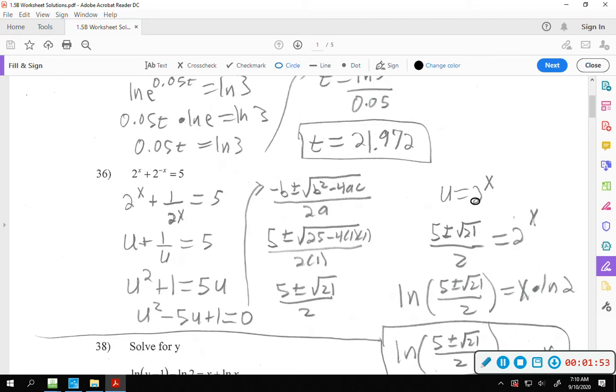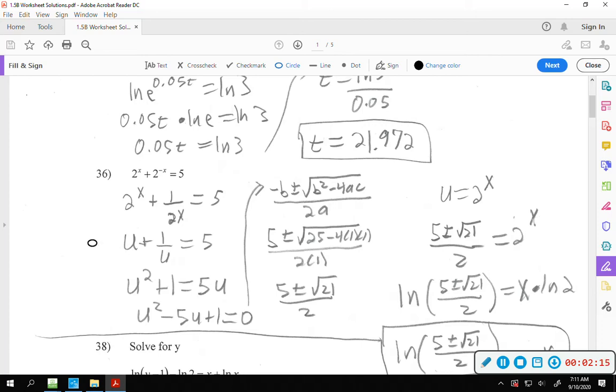Let's call 2 raised to the x u. U is a typical variable that's used, but you could use whatever you want. V, z, any variable. You'll just see this is very common to do a u substitution. So I replace 2 raised to the x with a u, 2 raised to the x with a u. Now this looks a little bit cleaner.